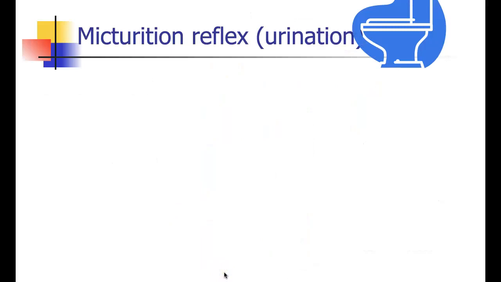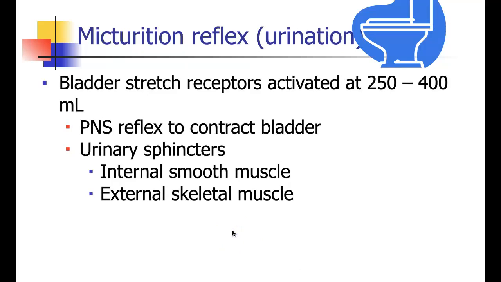The process of urination is called micturition, and it's actually under a reflex. We have a micturition reflex. There's a pretty great video here you can watch about this. And this has to do with bladder stretch. So bladder stretch receptors are activated between 250 and 400 milliliters of liquid in your bladder. And the parasympathetic nervous system reflex then contracts the bladder.